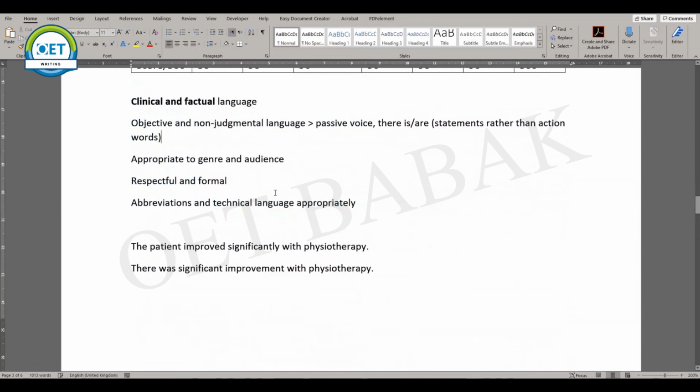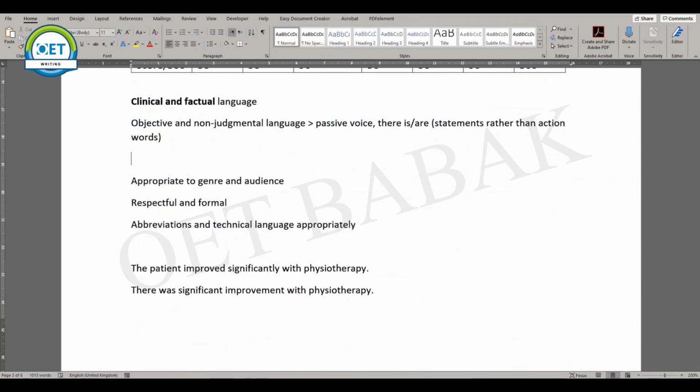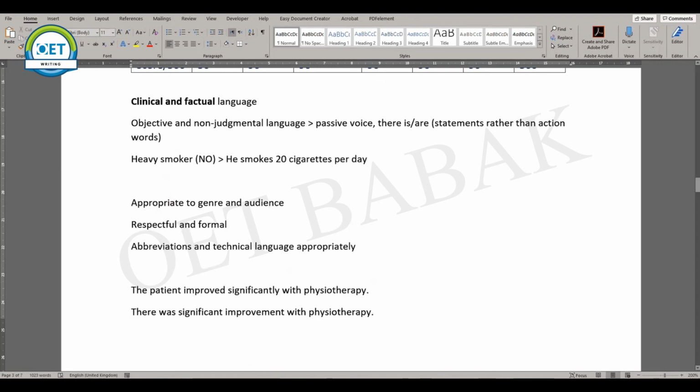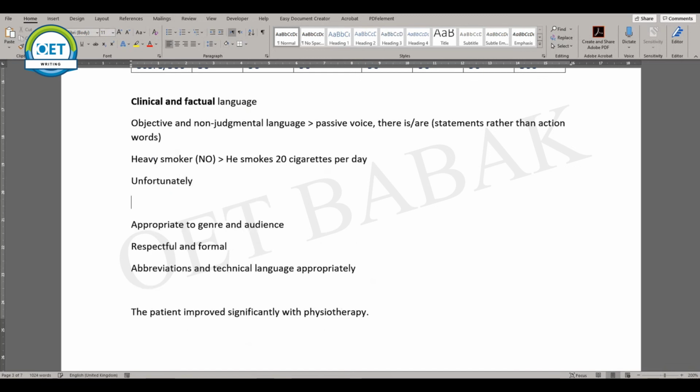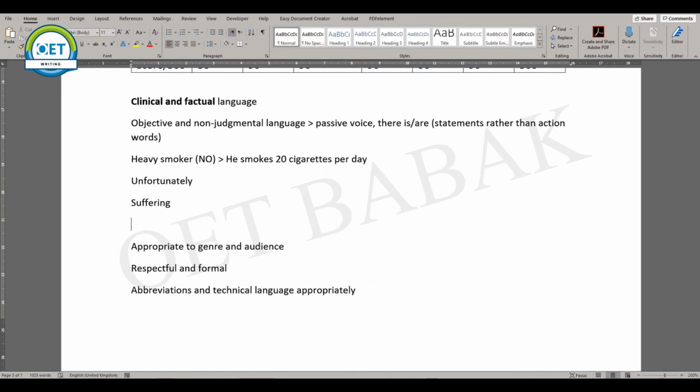So we don't say heavy smoker. We say he smokes 20 cigarettes per day. We don't say binge drinker. We don't say unfortunately. We don't say suffering. We're not allowed to use these, so we don't want these.